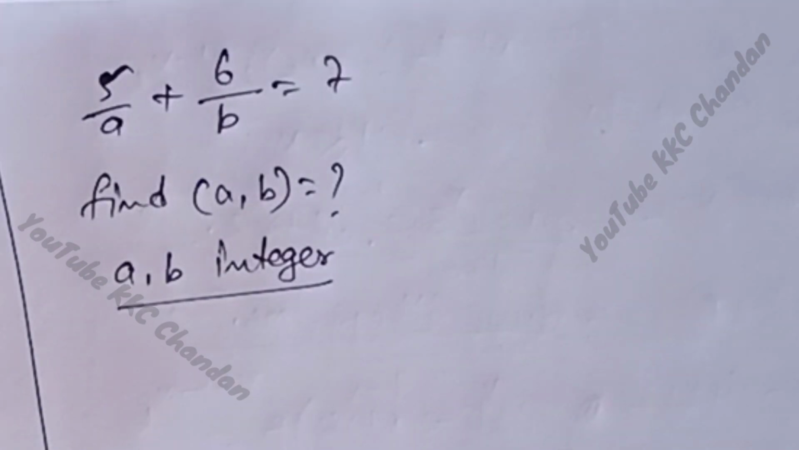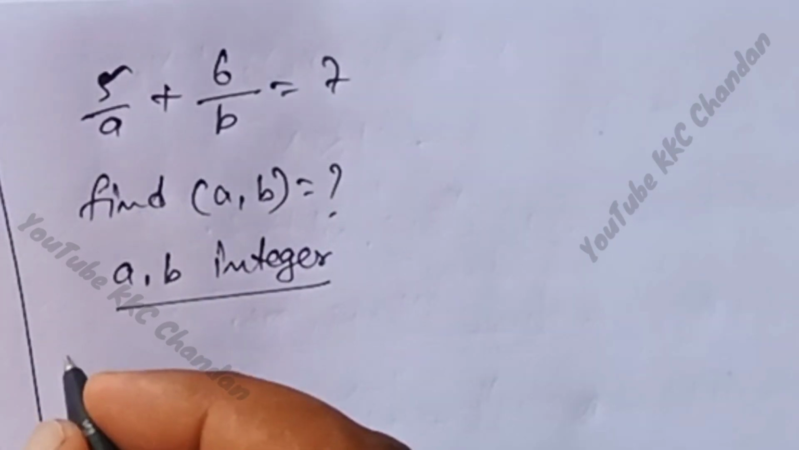Here a question is given. The question is that 5 divided by a plus 6 divided by b is equal to 7. Find the value of a and b. What is the value of a and b? The condition is that a and b are both integers. Let's start solving this question.